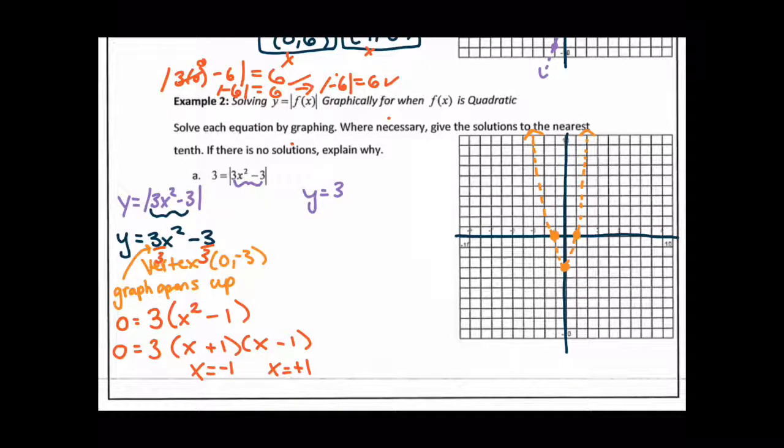So I take my negative points, 0, negative 3, and I put it up to become 0, positive 3. Now my graph for absolute value looks like that W. So that is my absolute value function. There's a horizontal line for my second one, y equals 3, which is right here. Now you can see that it crosses at 3 different spots. We've got a crossing here, a crossing here, and a crossing here.